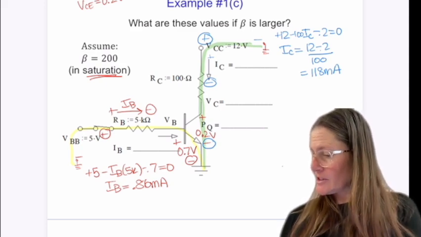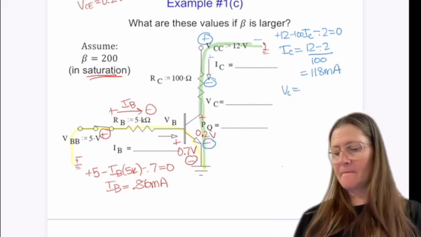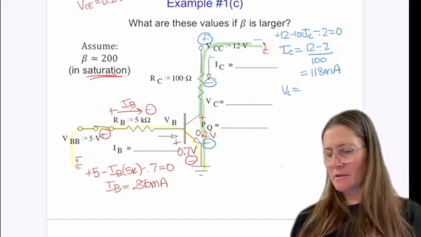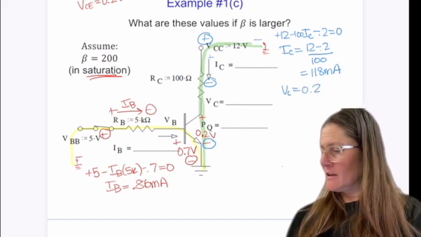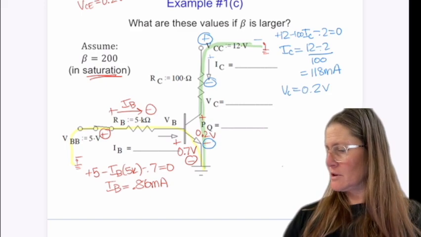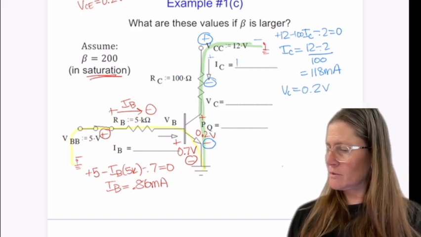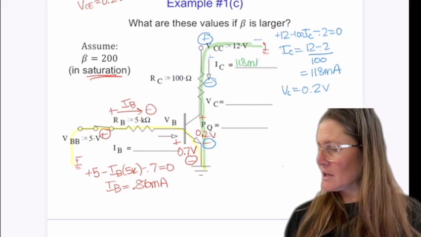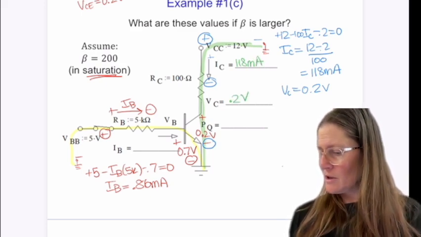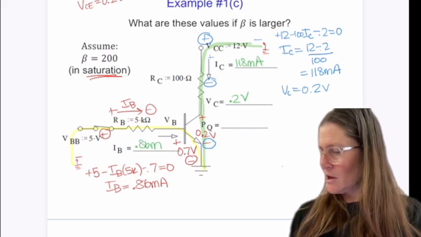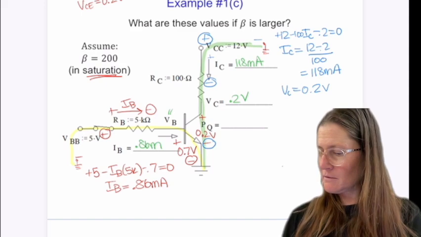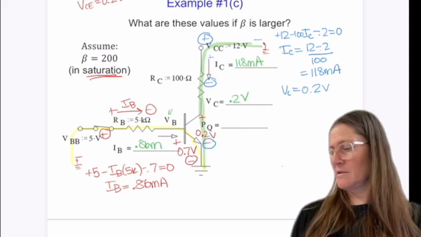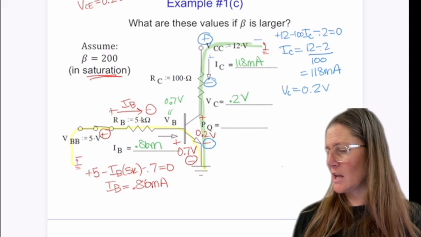All right, VC will be what? 0.2 volts, correct? And put them here, I guess. Let's see, green. 118 milliamps, 0.2 volts. IB was 0.86 milli. VB is correct, 0.7 volts, and now my power is what?